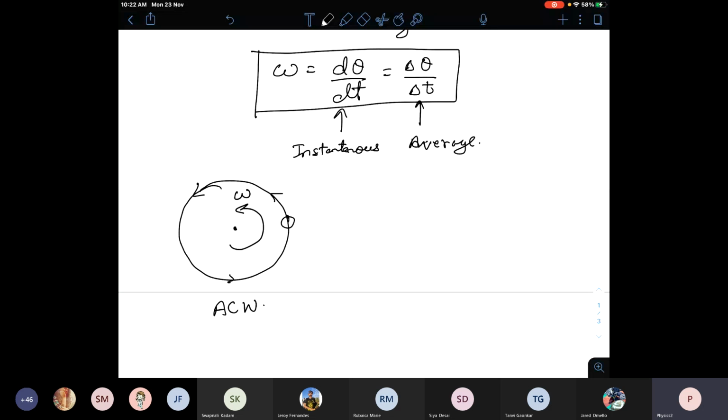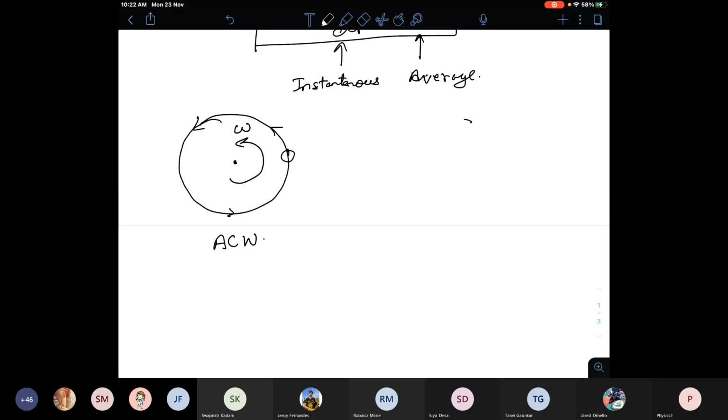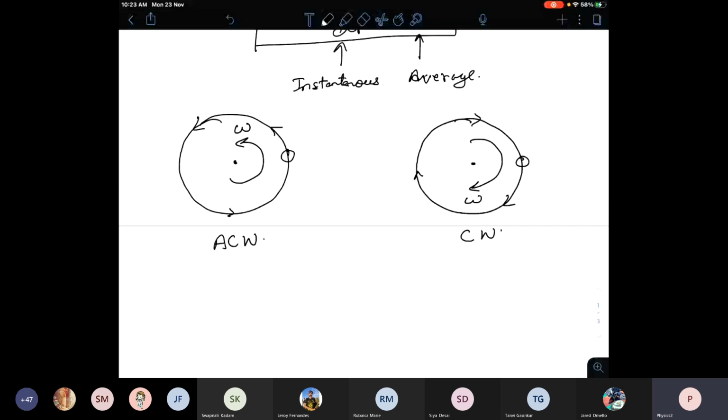The other direction is if the particle goes in the clockwise direction. Then again omega can be written by an arrow in the clockwise direction like this. This way the direction of angular velocity can be shown.